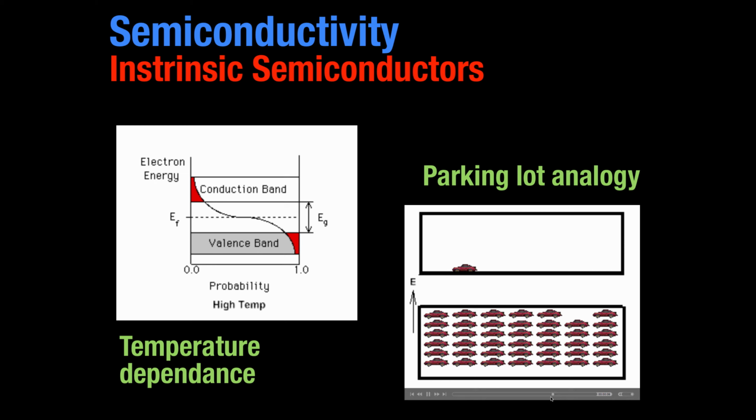And notice that the hole starts to move in the opposite direction. So this parking lot analogy still works. You just need the elevator to pump it up here. And that's how we think about getting electrons from the valence band to the conduction band.